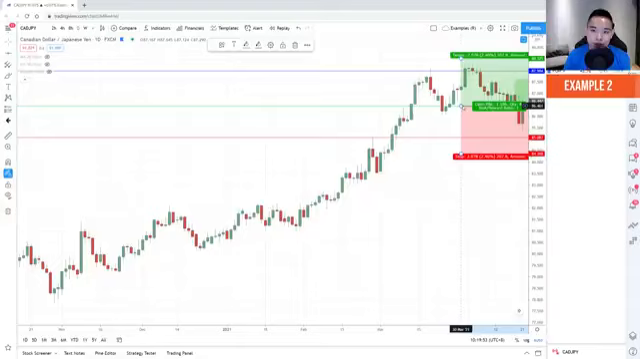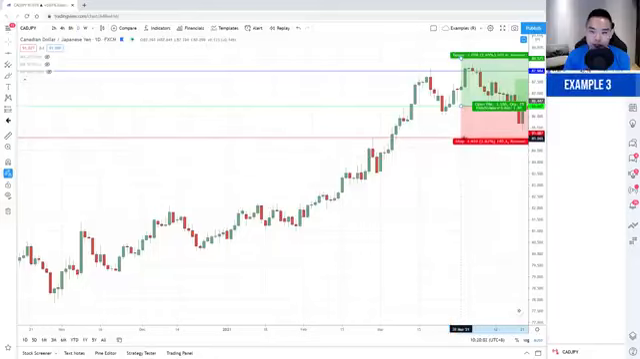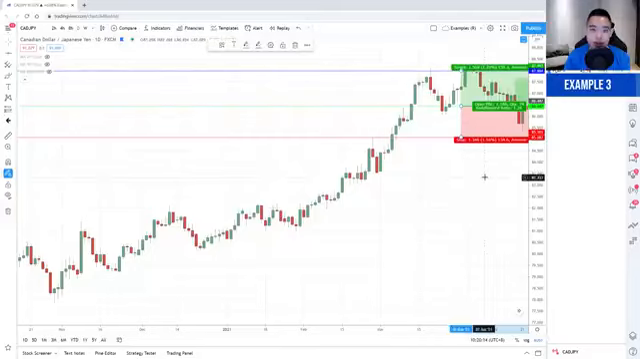So what you want to do is adjust the circles to all these 3 lines. The center circle is at the green line. The bottom circle, adjust it to the red line over here, okay? And the top circle, adjust it to the blue line over here. That's what you'll do. Once you've done that, you can assess your potential risk to reward on this trade.